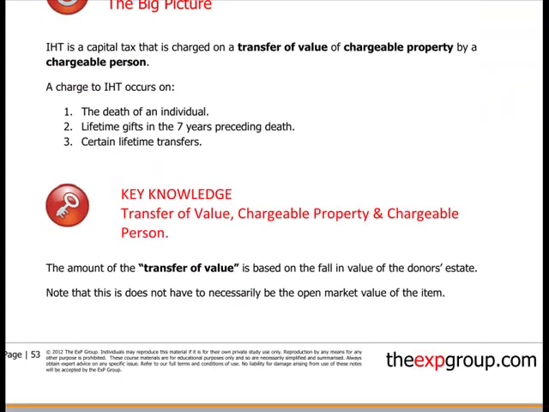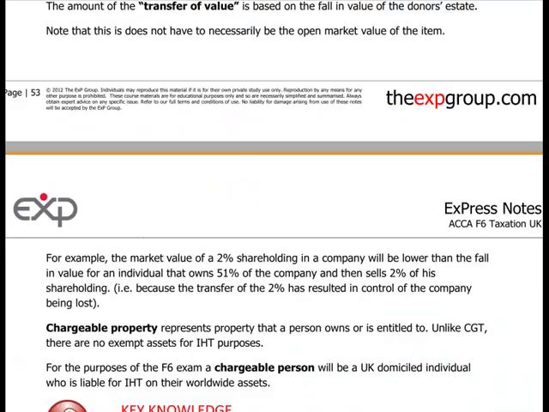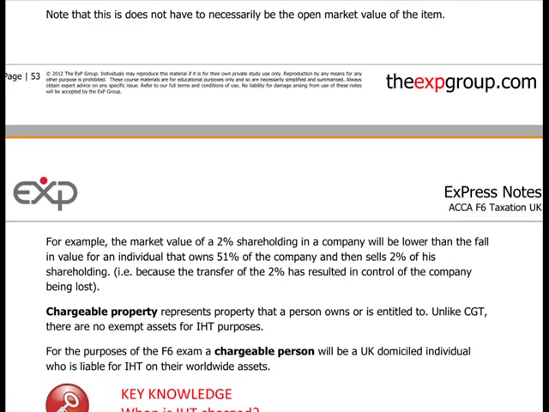Now, something to think about is the amount of a transfer of value is based on the fall in the value of the donor's estate. Clearly people give things away and you need to work out how to value that transfer. So, for example, the market value of a 2% shareholding in a company will be lower than the fall in value for an individual that owns 51% of the company and sells 2%, because basically they've lost their controlling interest. So something you need to think about when doing valuations of assets. In other words, if you have a 4% holding in a company and you go down to 2%, that is a completely different valuation from 51 to 49.